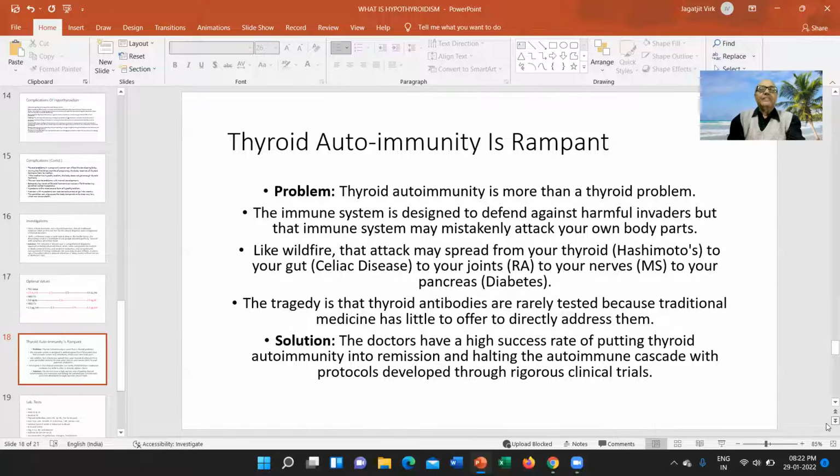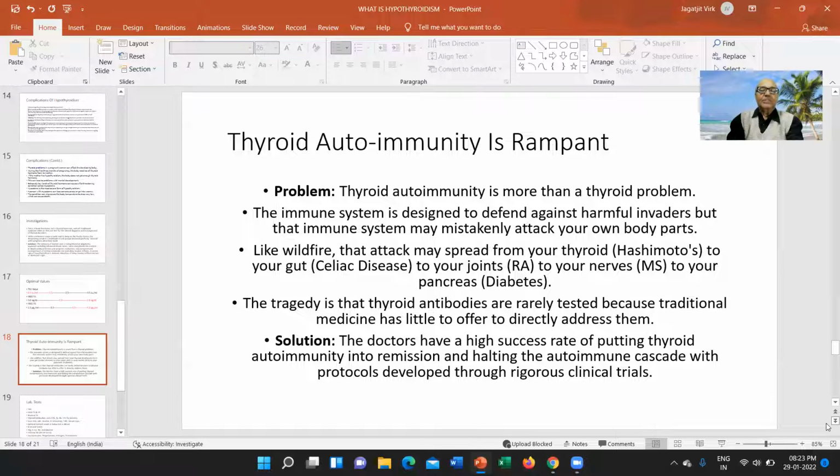Thyroid autoimmunity is rampant. The problem is that thyroid autoimmunity is more than a thyroid problem. The immune system is designed to defend against harmful invaders, but that immune system may mistakenly attack your own body parts. Like wildfire, that attack may spread from your thyroid, Hashimoto's, to your gut, celiac disease, to your joints, rheumatoid arthritis, to your nerves, multiple sclerosis, to your pancreas, diabetes. The tragedy is that thyroid antibodies are rarely tested because traditional medicine has little to offer to directly address them.